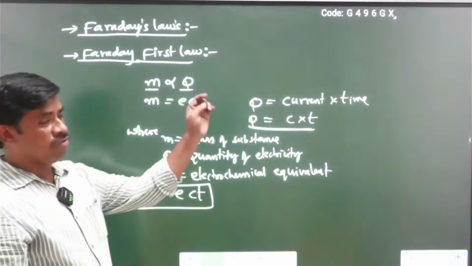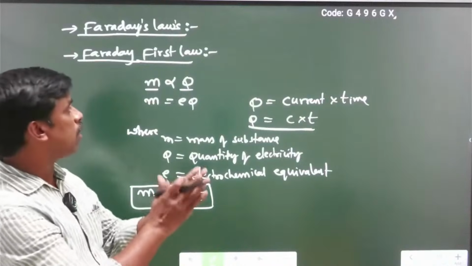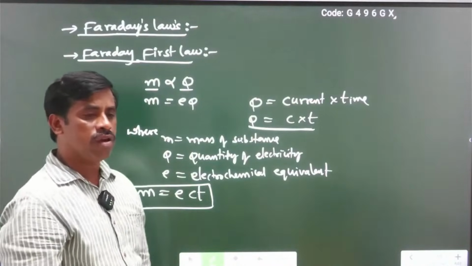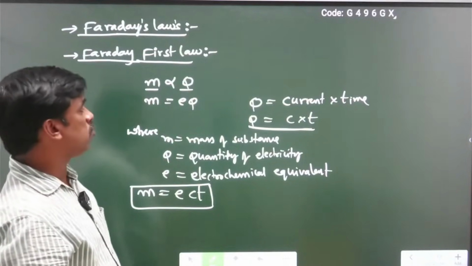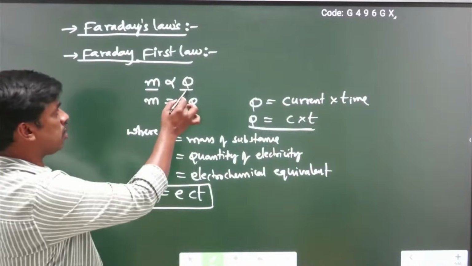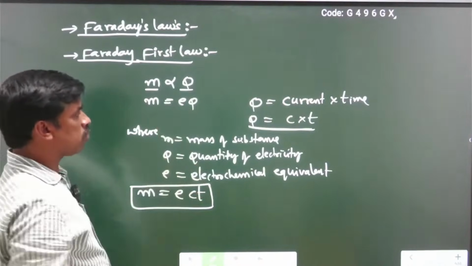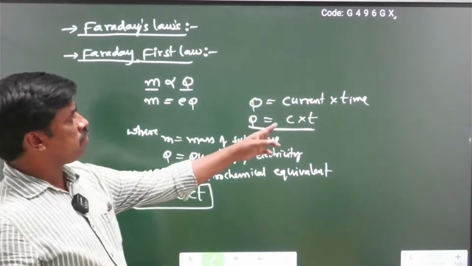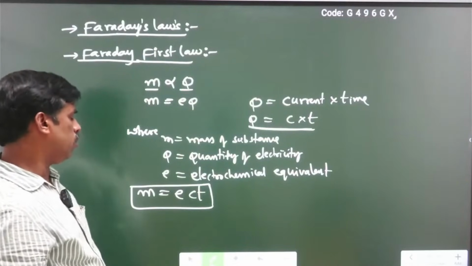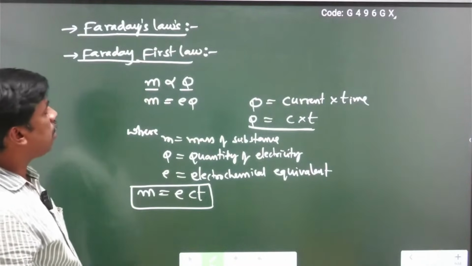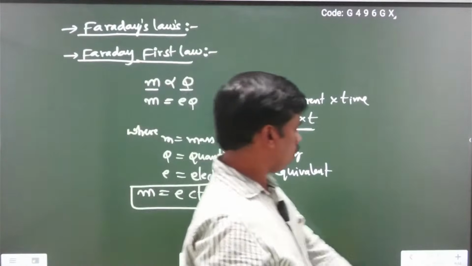Once again, Faraday's first law: the mass of substance deposited or liberated at the electrode during the electrolysis is directly proportional to the quantity of electricity passed through it. m is directly proportional to Q. Taking E, the electrochemical equivalent, as the proportionality constant, and since Q equals C T, substituting gives the final equation m equals E C T. This is Faraday's first law. Then after this we have Faraday's second law.